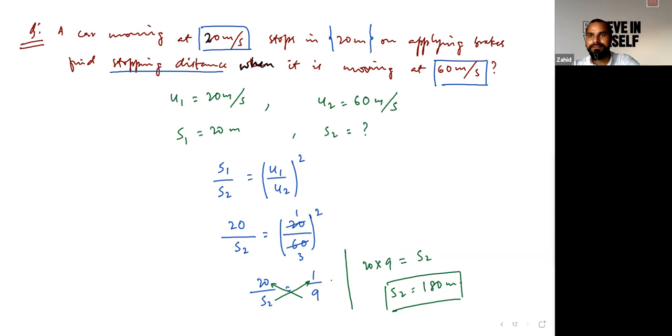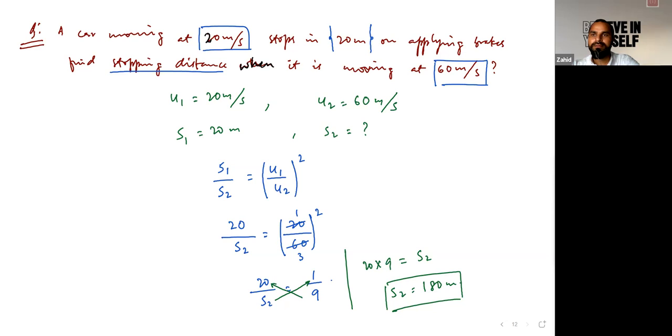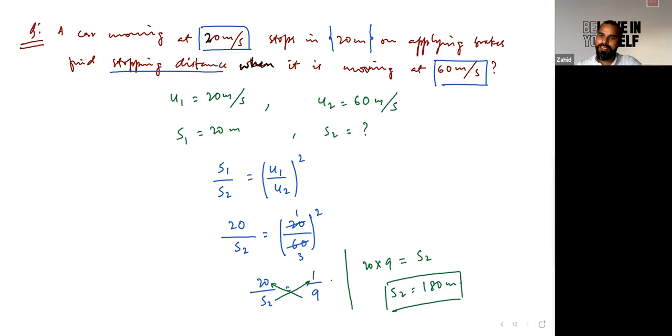Okay, Hamza? Yes, sir. Where did we go wrong? Sir, in the cross multiplication part. Okay. Hiba, is it clear? Yes, sir.